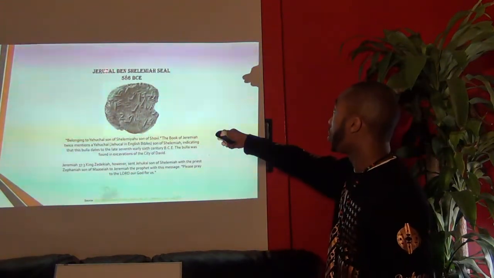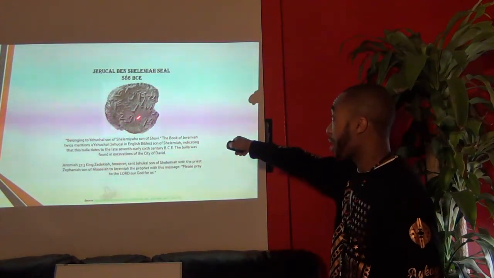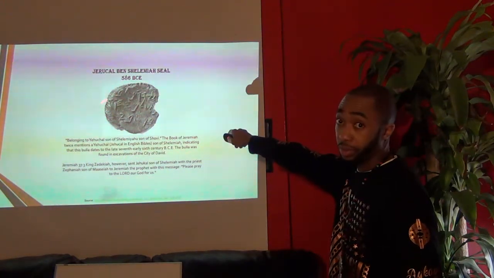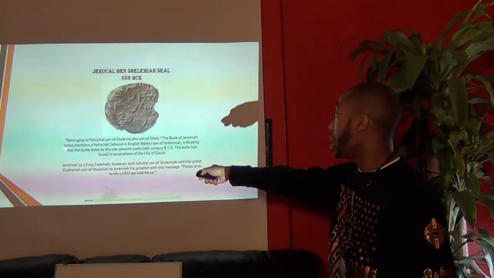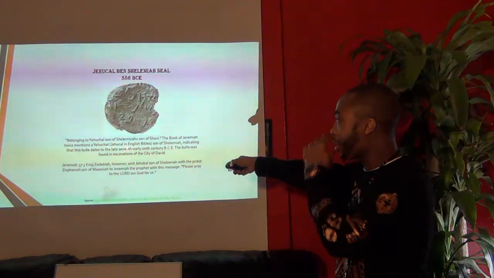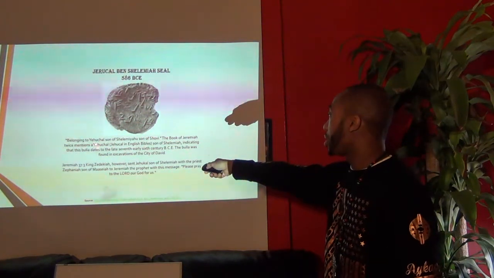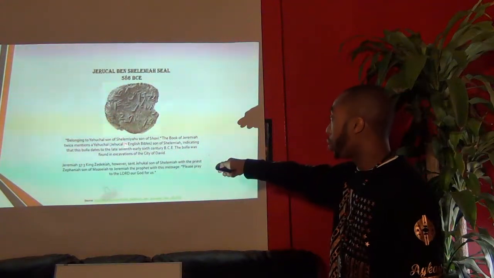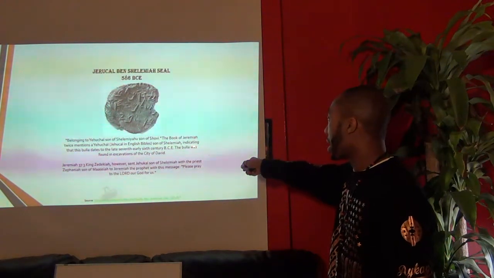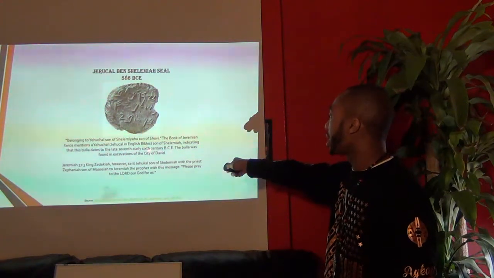Okay, the Yehukal ben Shelemiah seal from 586 BCE. All right, if you can see, this is a seal. It has the Paleo-Hebrew in it, belonging to Yehukal, son of Shelemiyahu, son of Shovi. The book of Jeremiah twice mentions Yehukal, which is Jehucal in English Bibles, son of Shelemiah, indicating that this bulla dates to the late 7th, early 6th century BCE.